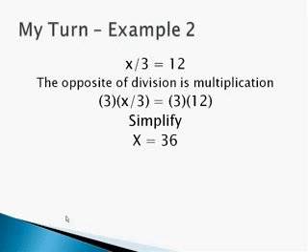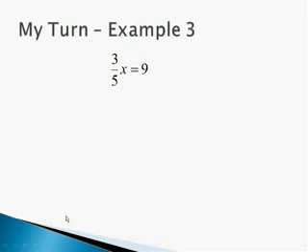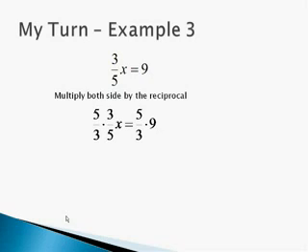Now, this is where the x is being multiplied by a fraction, 3/5. So we have to multiply both sides by its reciprocal. The reciprocal of 3/5 is 5/3. Multiply both sides, simplify, the answer is 5/3 or 15.